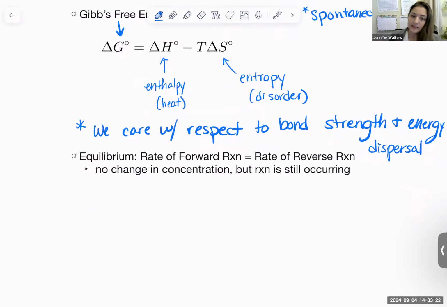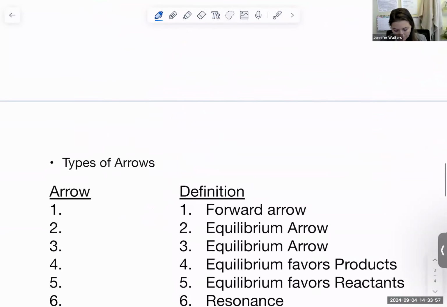Equilibrium is when the rate of the forward reaction equals the rate of the reverse reaction. So there's no change in the concentration, but it's important to note that the reaction is still occurring. So the reaction is still going forward and back, forward and back. It's just the net concentration isn't changing. So if you have A going to B, your equilibrium constant, the K expression, KF is going to be equal to KR. It's just saying that they go back and forth. That's equilibrium.